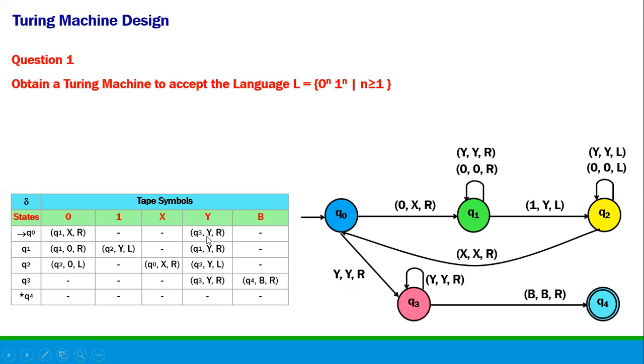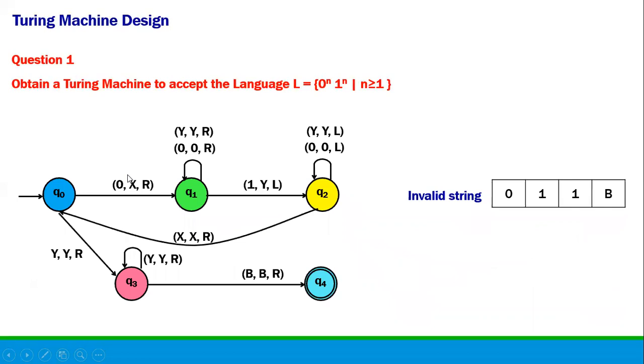So Q3 and Y and R. Q naught upon B? No. Similarly Q1, for all these things, you draw the transition. So Q3 upon Y I have, Q3 upon B also I have. For Q4, nothing, it is left blank. Okay, so this is about the transition table. The next one is the instantaneous description.